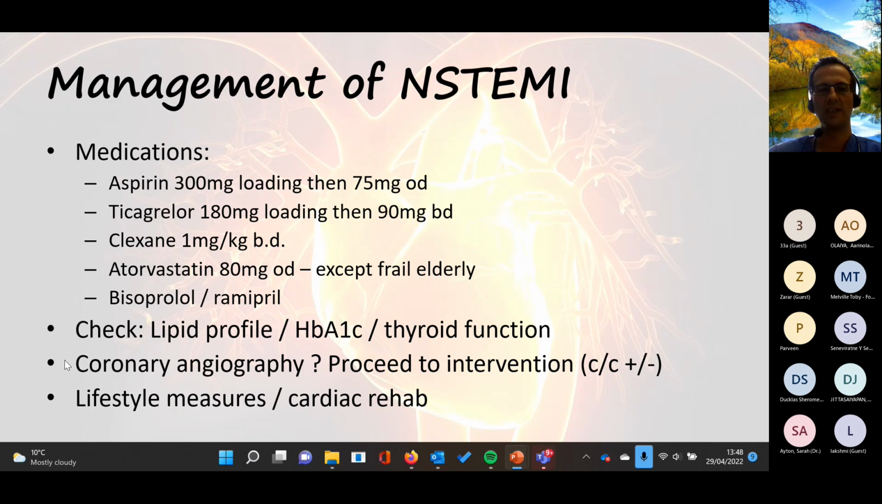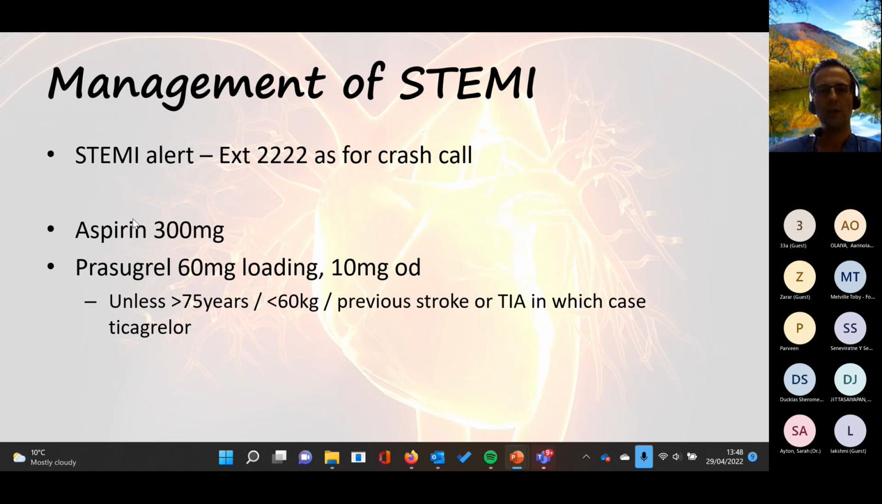We certainly wouldn't want to deny anybody a treatment that could be very beneficial to them, but we don't want to put patients through procedures where it isn't a benefit to them. And also, it's very important to address lifestyle measures and cardiac rehabilitation. We've talked about STEMIs a couple of weeks ago. We've talked about prasugrel before. So if they are over 75, less than 60 kilos, or have had a previous stroke or TIA, we give ticagrelor. Otherwise, for a STEMI, we give prasugrel.